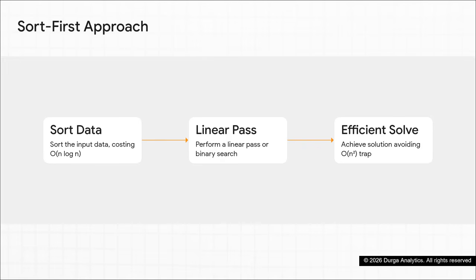All the closest values are directly adjacent. Then, Step 2. Perform a single simple linear pass, which only costs O of n, to find exactly what you need. By paying that small upfront cost to sort the data, you turn a complex, tangled problem into a clean, highly efficient solution, and you completely dodge that naive O of n squared trap.